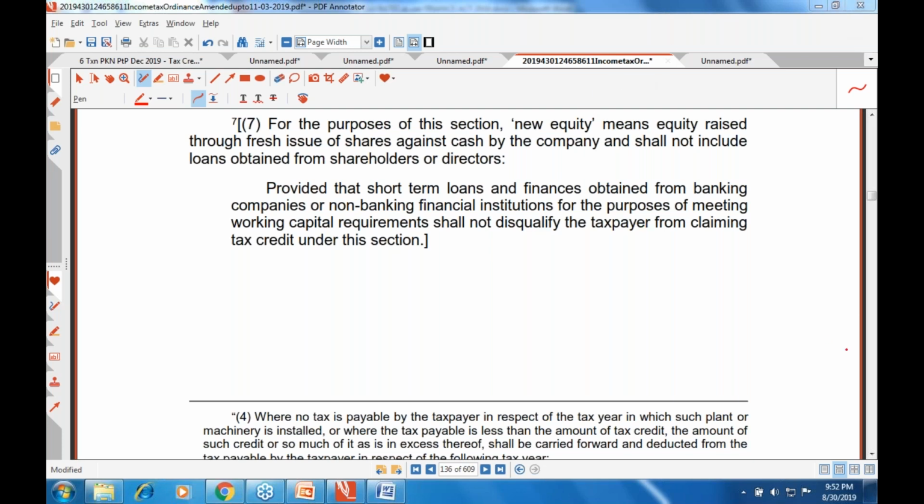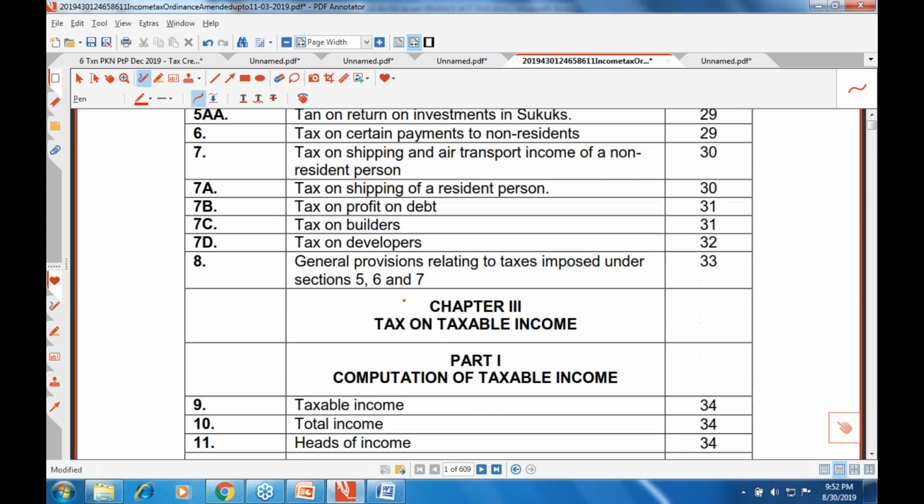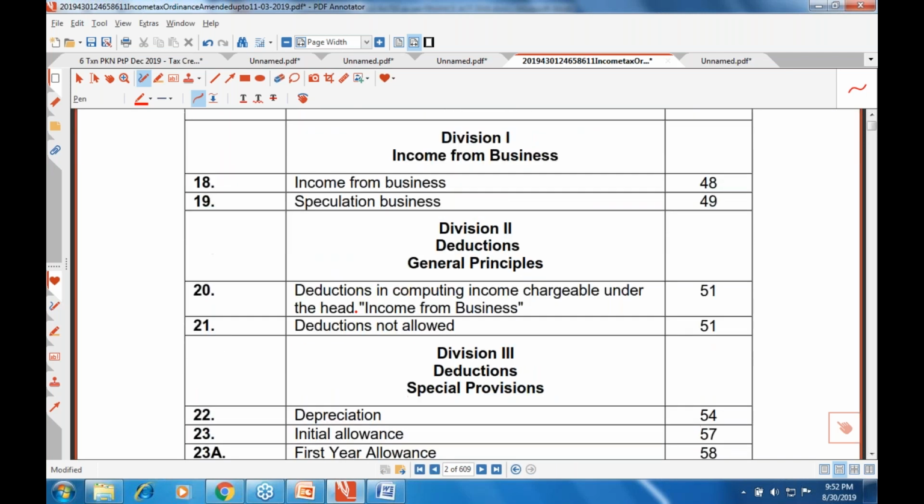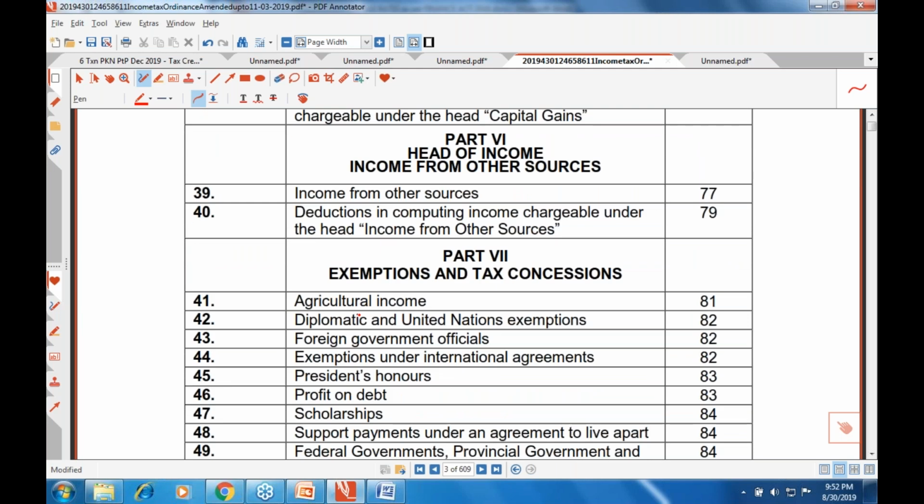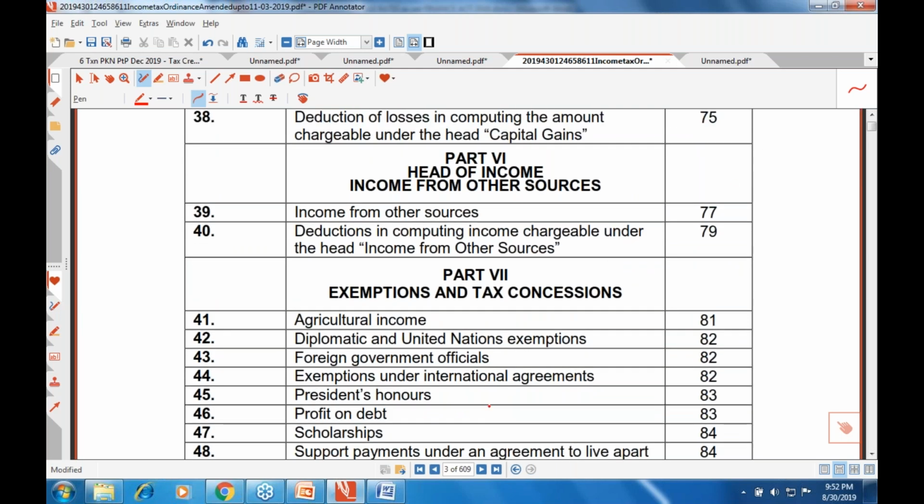Okay now. The next situation is we are now going to move on to the next area, and that is income from other source, because we had not discussed the income from other source. So we are now going to discuss the income from other source, which is basically section number 39 of the income tax ordinance.